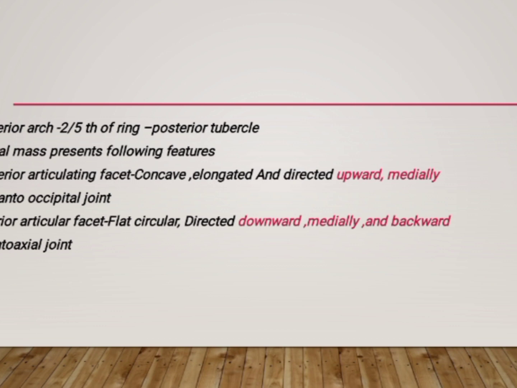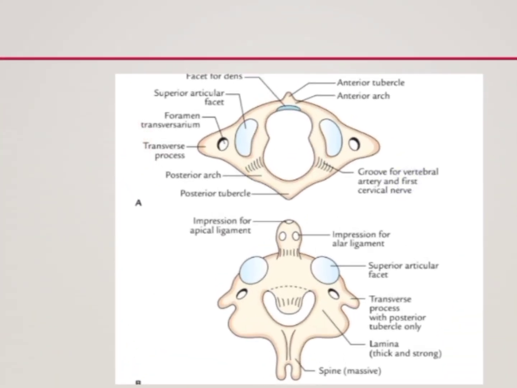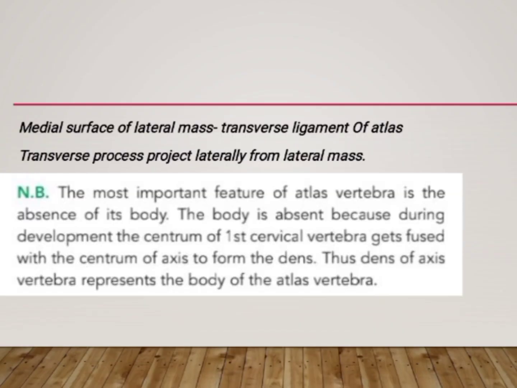The inferior articulating facet is flat and circular and directed downward, medially and backward, and forms the atlanto-axial joint with the superior articulating facet of the second vertebra, that is the axis. This is atlas and axis. The medial surface of the lateral mass has a roughened area to which the transverse ligament of the atlas is attached.